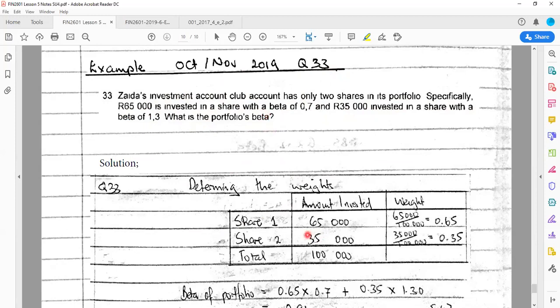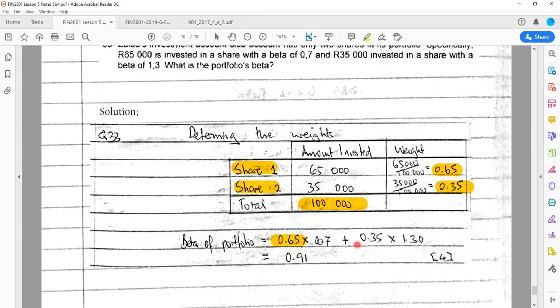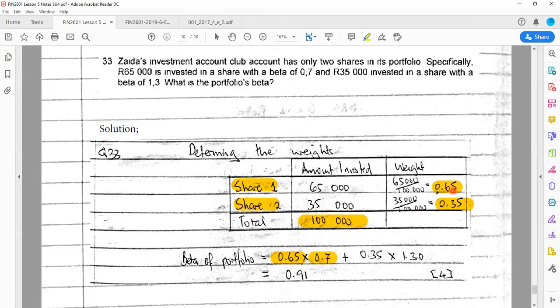Again, we first have to determine the weights. Share 1 has 65,000 invested, share 2 has 35,000 invested. We add these two together and get a total of 100,000. 65,000 divided by 100,000 gives us the weight invested in share 1. 35,000 divided by 100,000 gives us the weight invested in share 2. Then we take each of those weights multiplied by their beta values: the weight of share 1 multiplied by its beta of 0.7, plus the weight of share 2 multiplied by its beta of 1.3, and that gives us the beta of the portfolio.